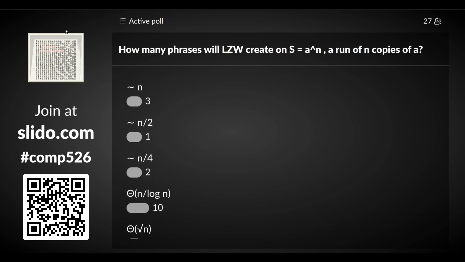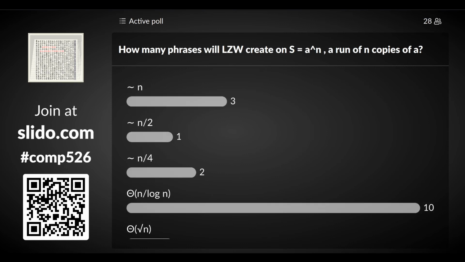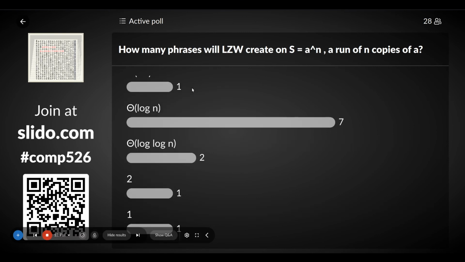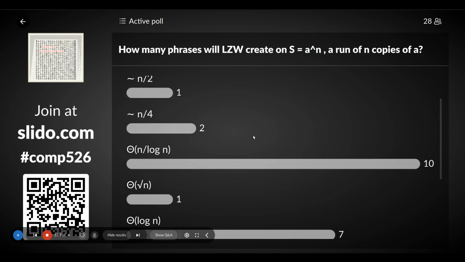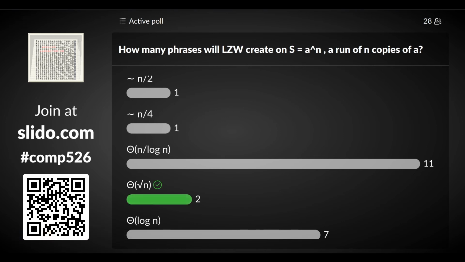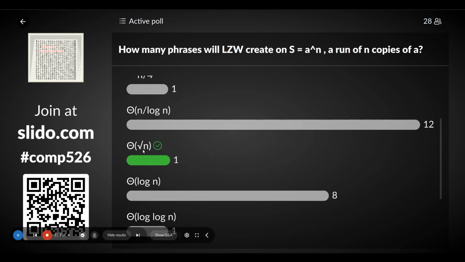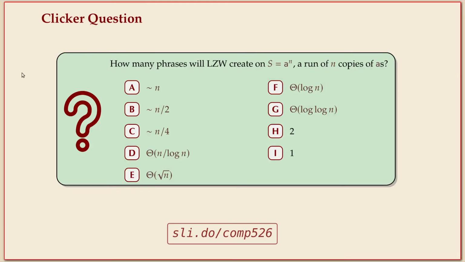let me show the answers first. And there's variety and an interesting peak for this one. The right one is root n. As I said, this is a fairly tricky one, but it's a great excuse to briefly look at this example.